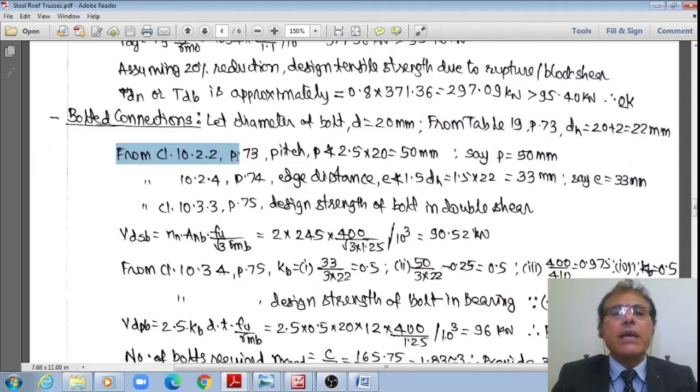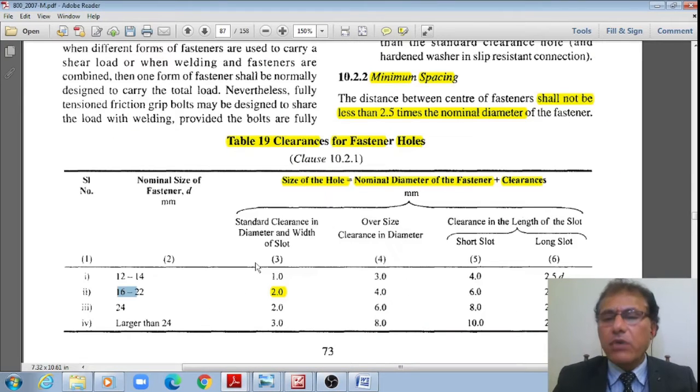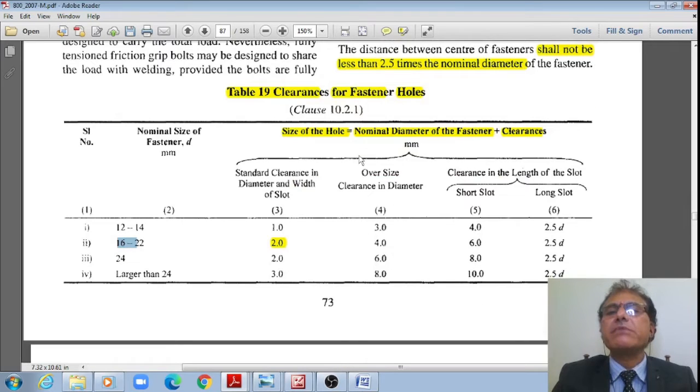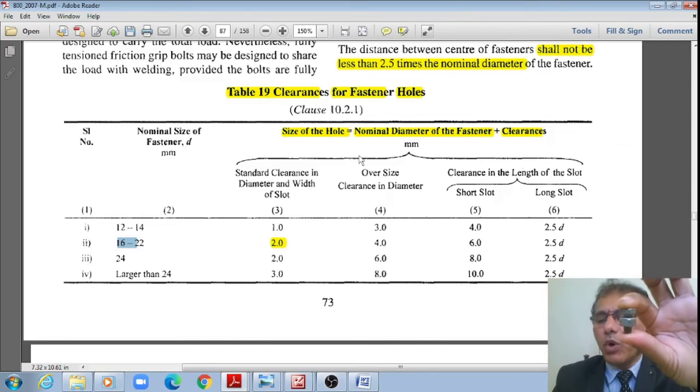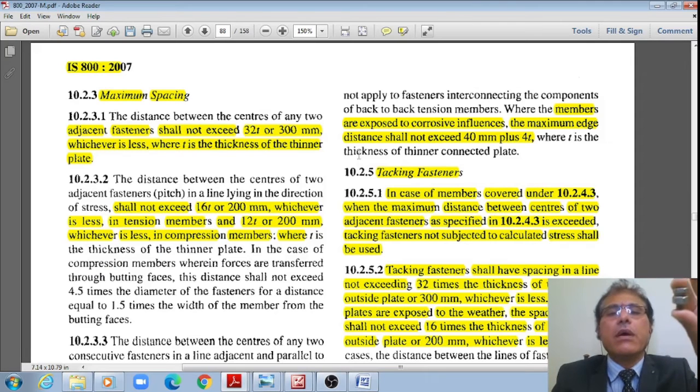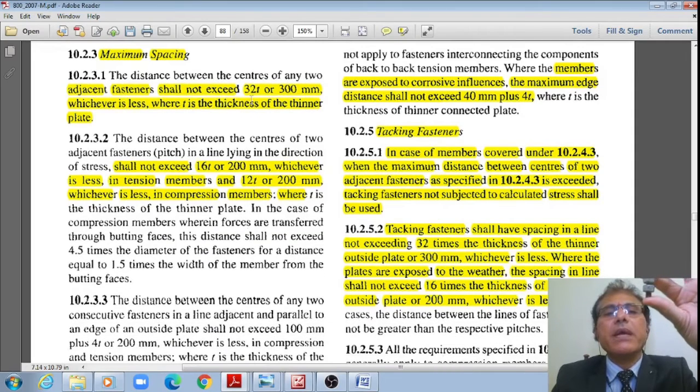And also from clause 10.2.2, page number 73, where we'll see the pitch. The minimum spacing should not be less than 2.5 times the nominal diameter of the bolt. However, we are assuming ordinary black bolts, and even the maximum spacing should not exceed 32 times t or 300 mm, whichever is less.